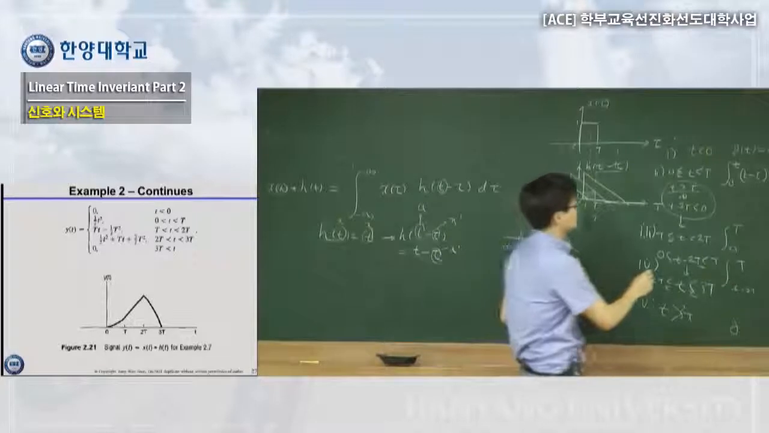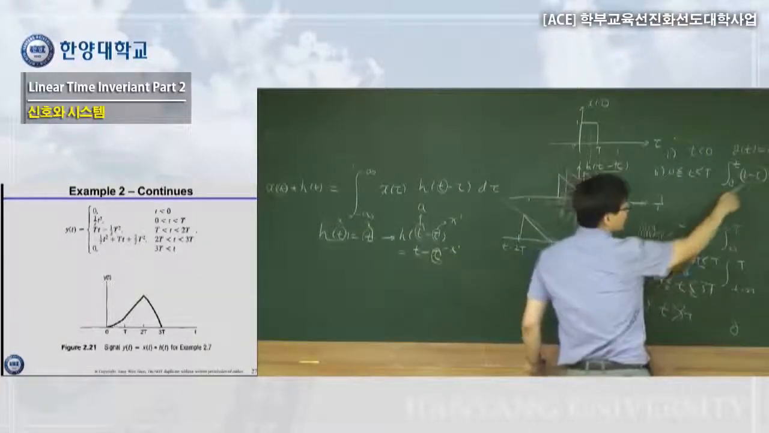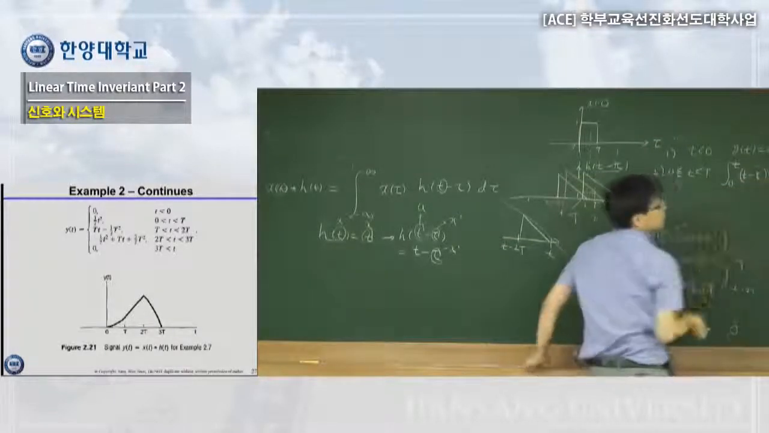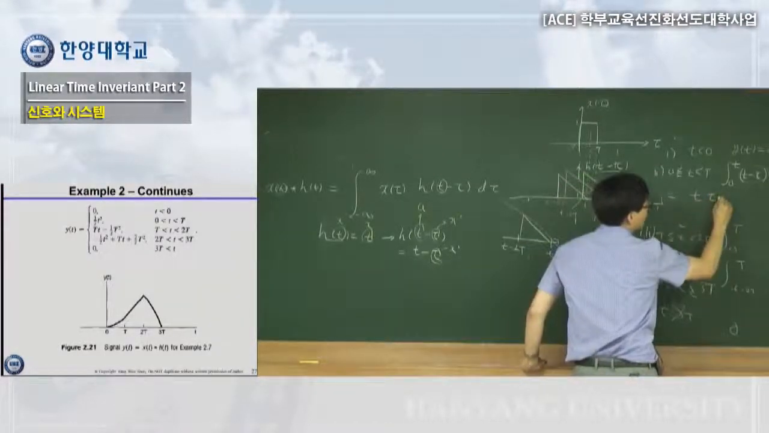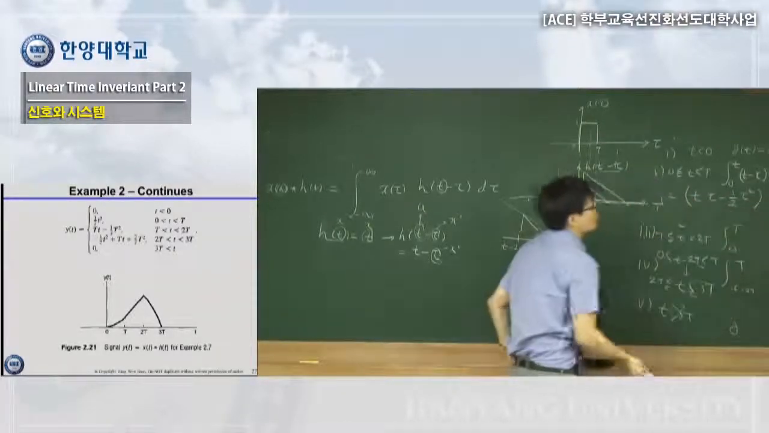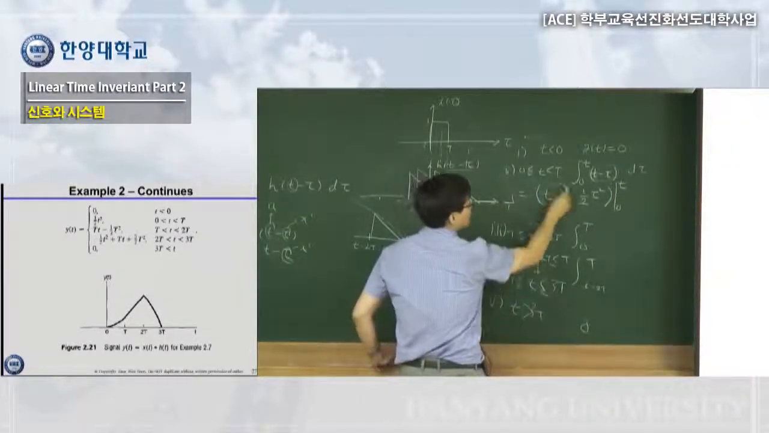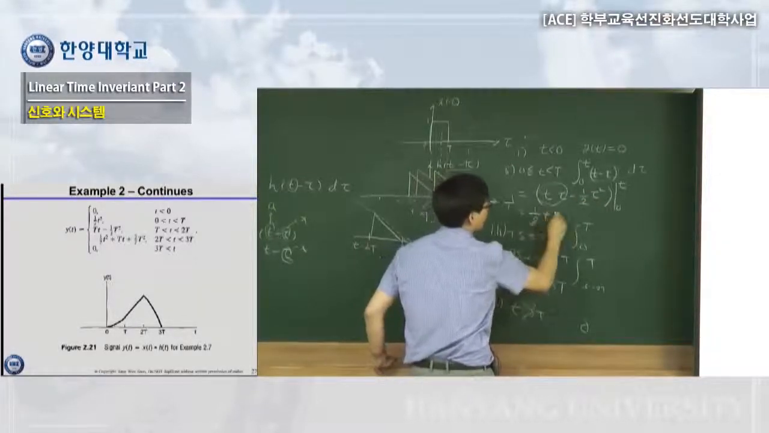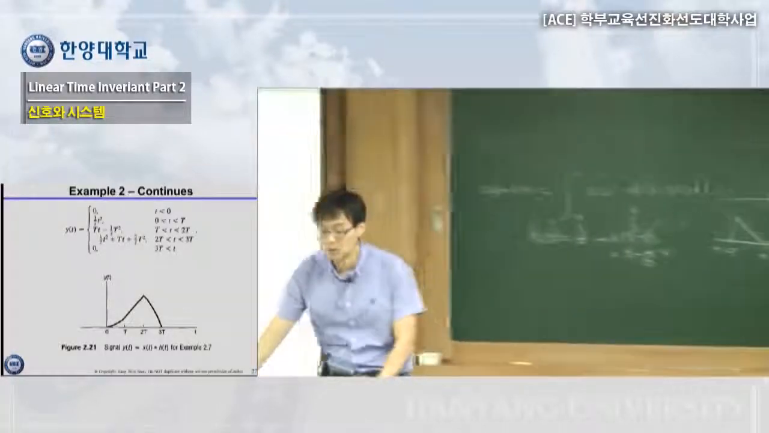How do we calculate? Let's erase this one a little bit. If you integrate this, remember t is constant, tau is variable. So when you integrate that, it will be t times tau minus 2/3 tau squared, from 0 to t. This is t squared minus half of t squared, so it will be half of t squared. That's what the first one shows.